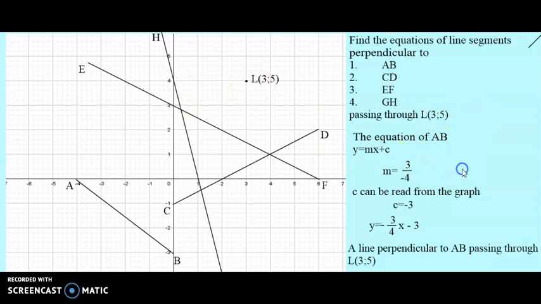Remember, the first thing, the gradient of the one multiplied with the gradient of the other must give you -1. That means that the one's gradient will be the reciprocal of the other one's gradient, meaning if the one is 3 over 4, the other one will be 4 over 3, but it must be negative. One must be negative, one must be positive, because the result of the two being multiplied will be a -1. At your leisure, I would like you now to calculate the remaining three: the line that is perpendicular to CD, perpendicular to EF, perpendicular to GH, and that line passes through L, which is 3 and 5 every time.